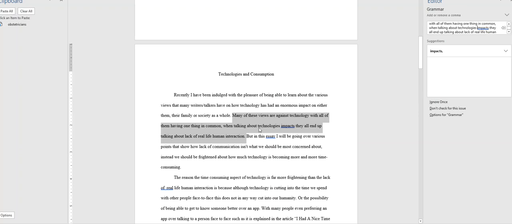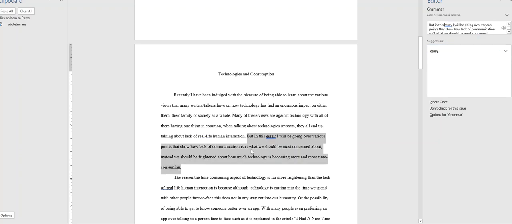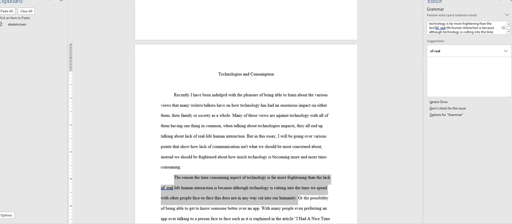So for example here, after impacts, I have two blue lines because it's telling me that there's some kind of grammar mistake. And then Word is suggesting that I include a comma after impacts, and actually that's correct. And then real life, it's telling me it should be hyphenated, that's correct. And then after essay, it's suggesting that I include a comma, and that's correct. So I suggest you use the technology that you have in order to help you make improvements.